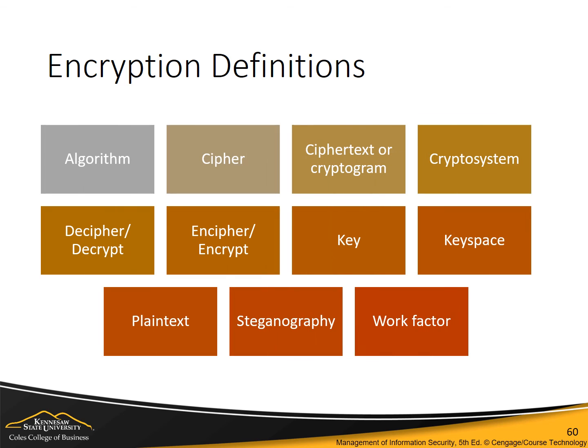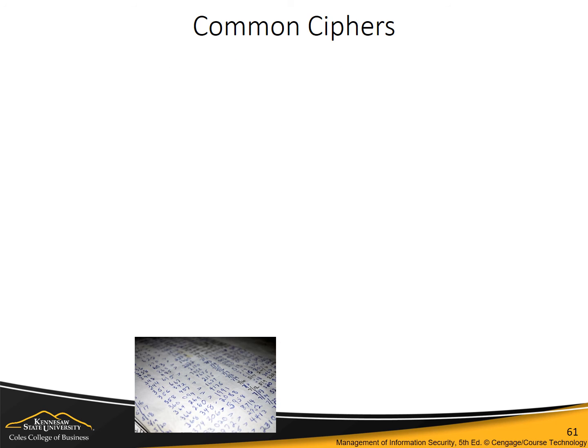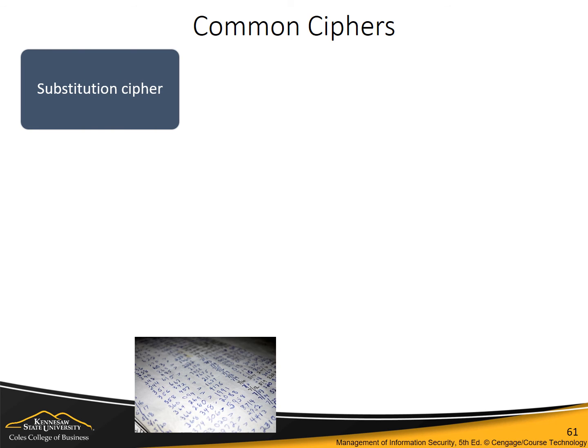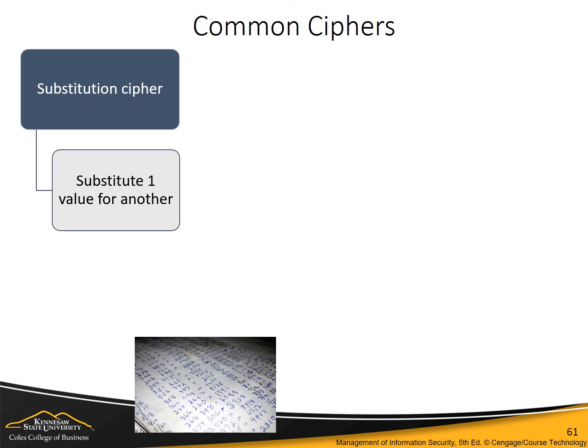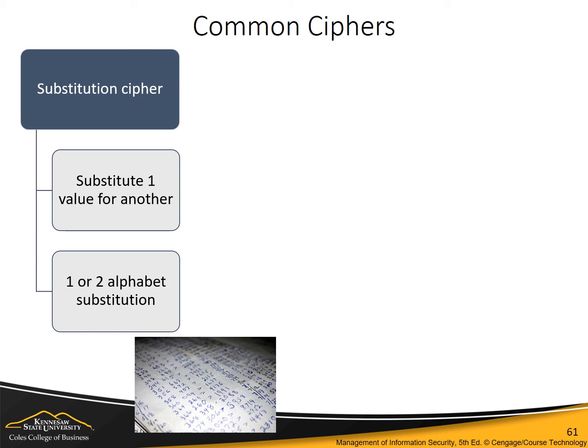Here are a few terms associated with encryption that we will discuss further: algorithm, cipher, ciphertext or cryptogram, cryptosystem, decipher, decrypt, encipher, encrypt, key, key space, plain text, steganography, work factor, and we will define most of them in this section. In encryption, the most commonly used algorithms include substitution cipher. With this method, you simply substitute one value for another. A monoalphabetic substitution uses only one alphabet, while a polyalphabetic substitution uses two or more alphabets. For instance, A equals C and D equals X and so forth would be a very simple substitution cipher.